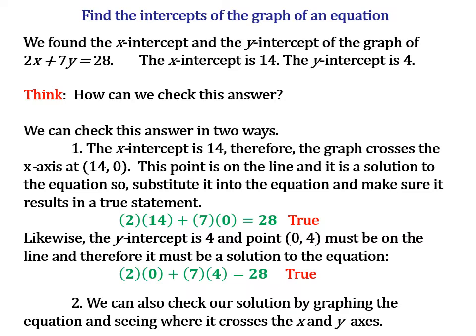And there you see, we've substituted (14, 0) into the equation for x and y, and it comes out to a true statement. Likewise, the y-intercept is 4, and the point (0, 4) must be on the line, and therefore it must be a solution to the equation. So let's substitute (0, 4) for the values of x and y into the equation, and we see that it comes out to a true statement.